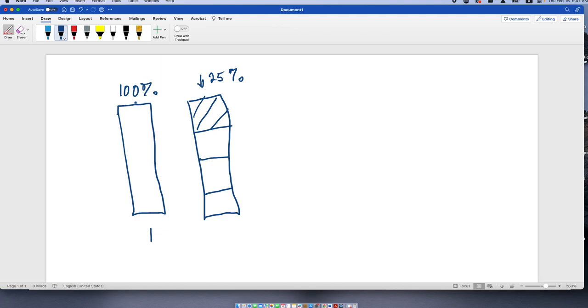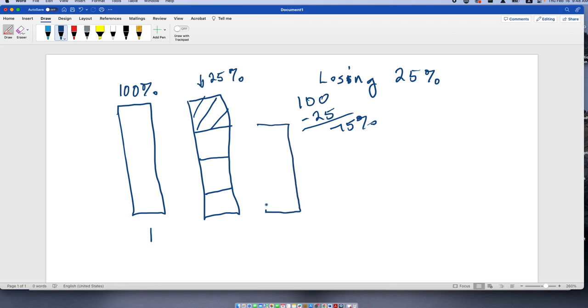So let's think about this. Let's first look at what if we were losing 25%? What would that look like? Are we talking about of the block, how much is left? Sure. How much would be left? 75%. So that's this unshaded part here, right? So that would be 100 minus 25, 75%. And yes, we could draw this.